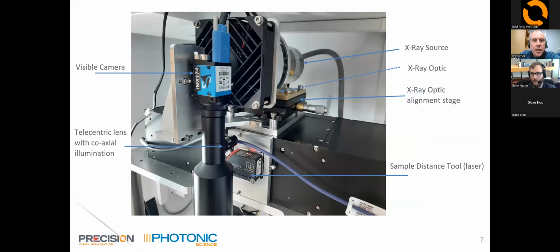Next slide. So this is a close-up of the arrangement at the top of the camera. This is the X-ray source here. The camera's here, this black box, and you have your laser distance tool here, and this is your machine vision camera here with a telecentric lens. And this has a coaxial illuminator on it as well to light up your sample, so you get a nice sharp image from it.